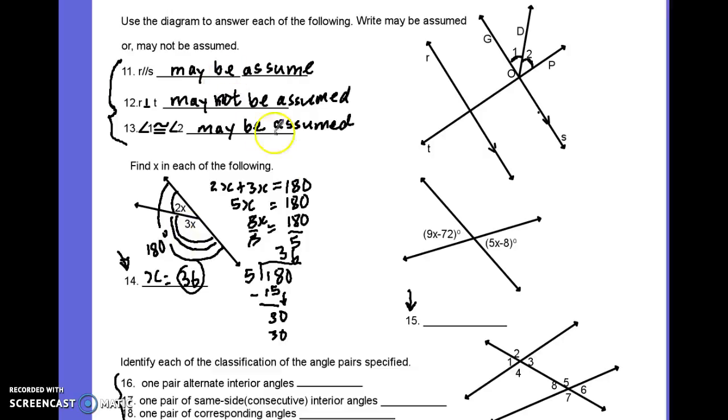Alright, what I'd like to encourage you to do is just to rework these, just for practice, because your test will look very similar to this. Of course, the numbers will be different, but the test will look very similar.